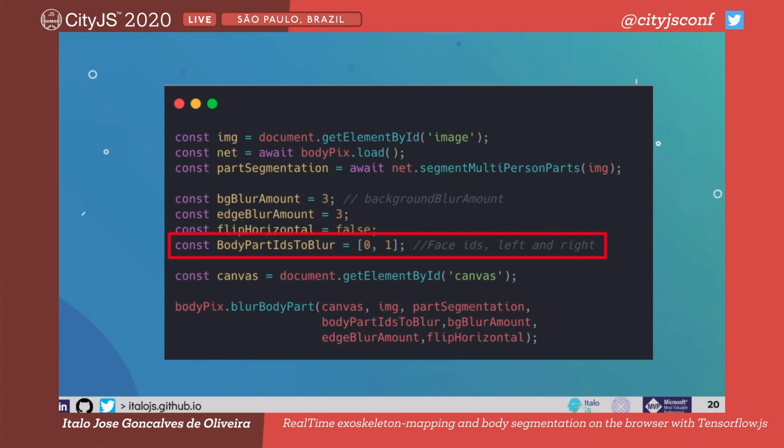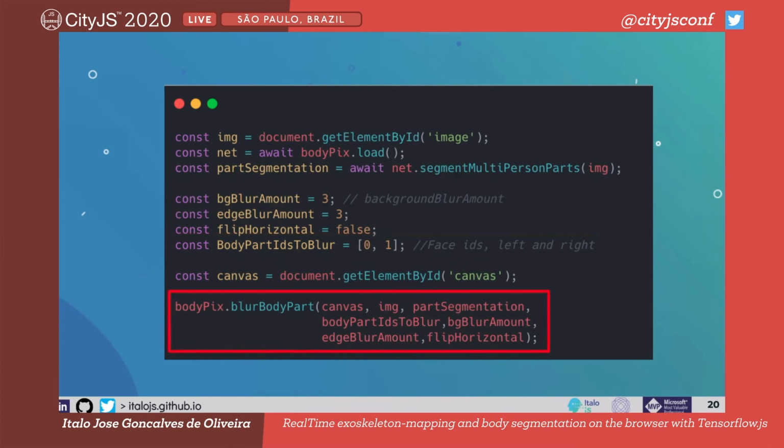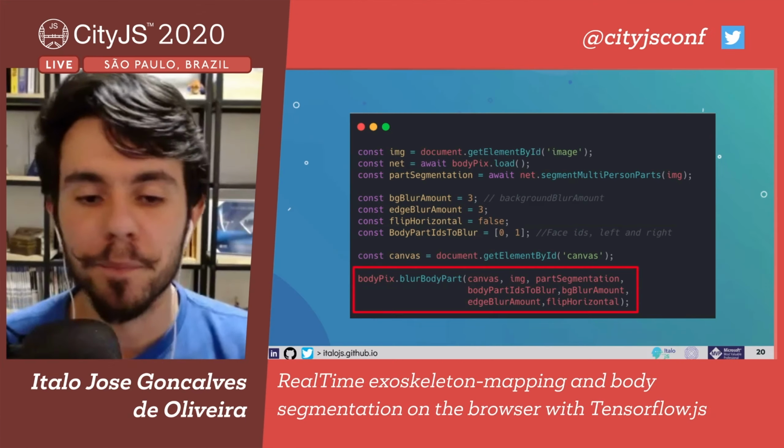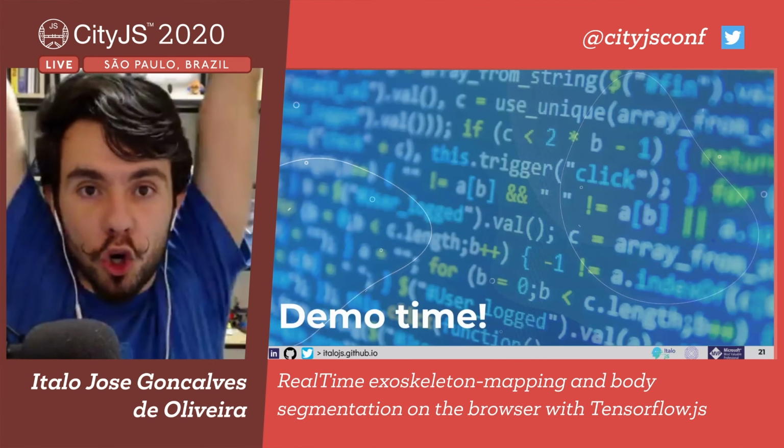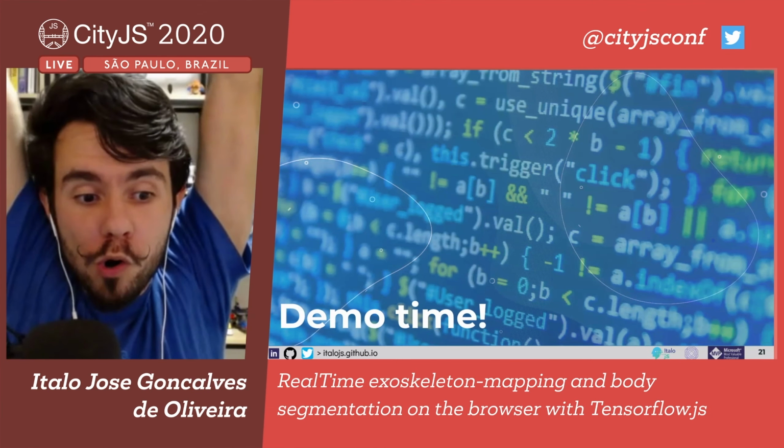Okay, so I just ask BodyPix to blur a body part of my image. I pass my canvas, my image, and all these arguments that you already saw before. Okay, so let's go to the demo.